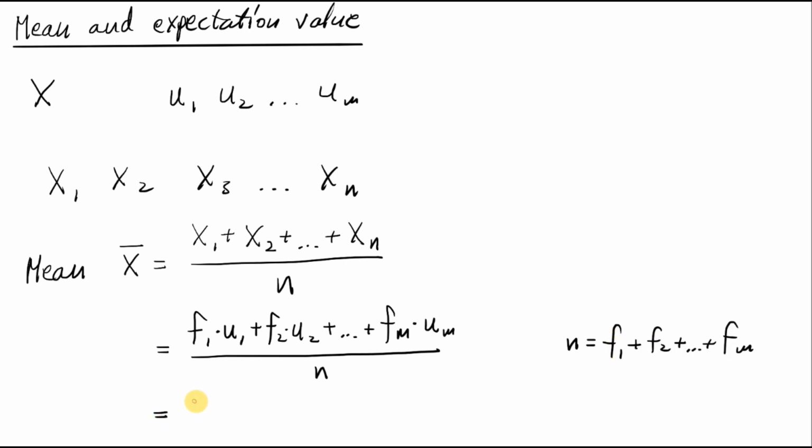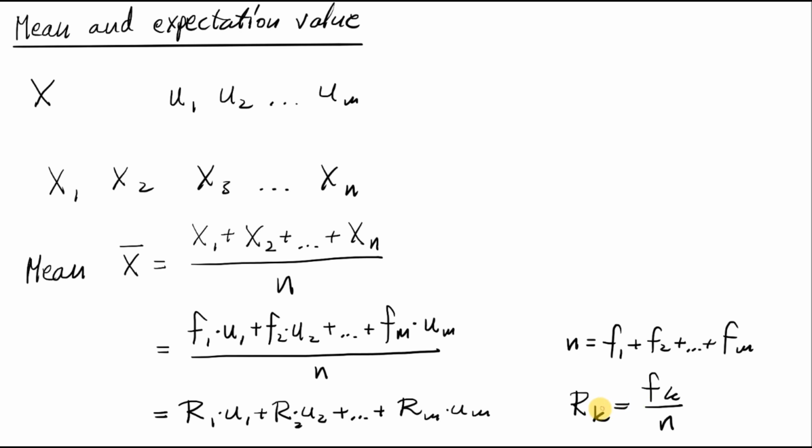And the third way of writing the mean is given by this formula. And here R1, R2 and so on are relative frequencies. And relative frequencies are just the frequency divided by the total number of times you have repeated the experiment. And here all the relative frequencies sum to 1.